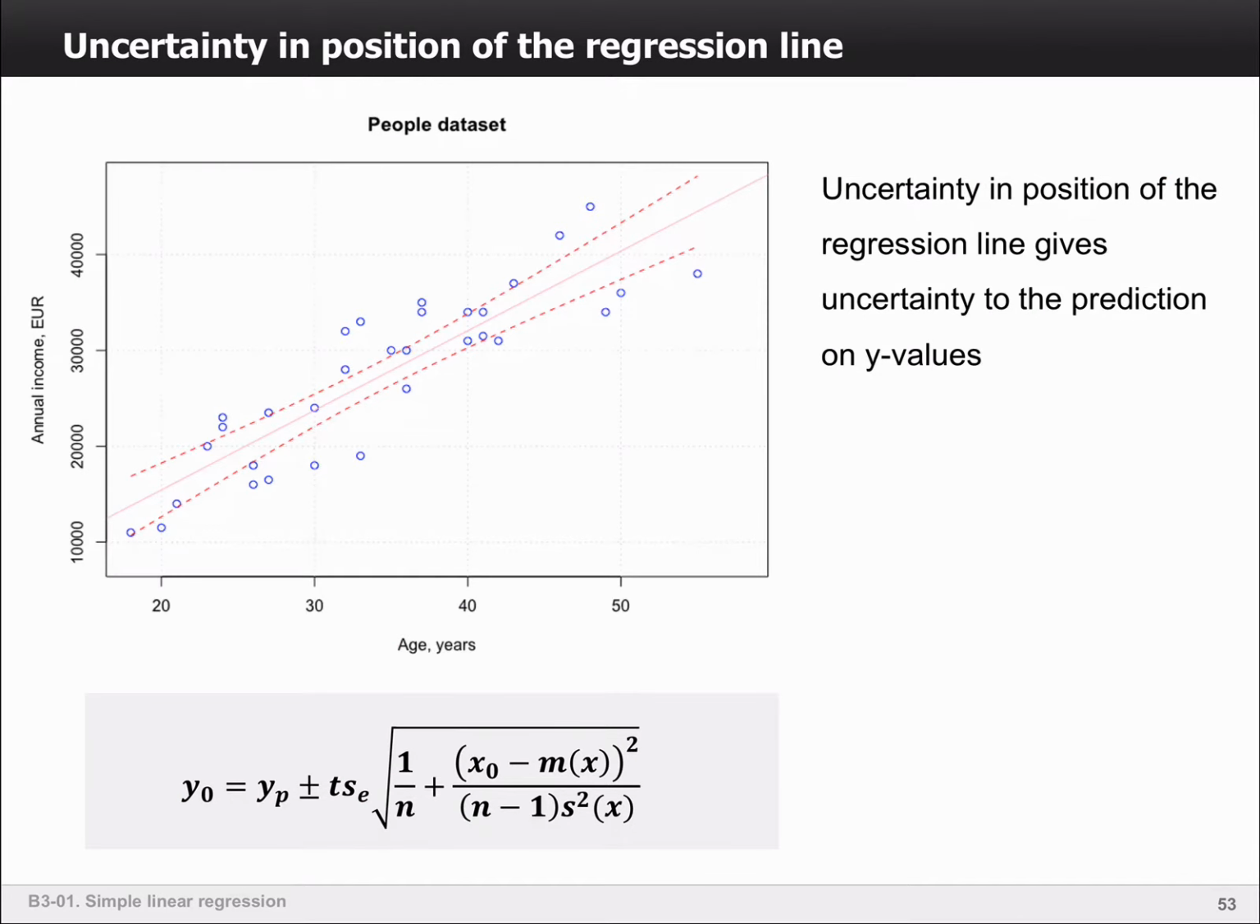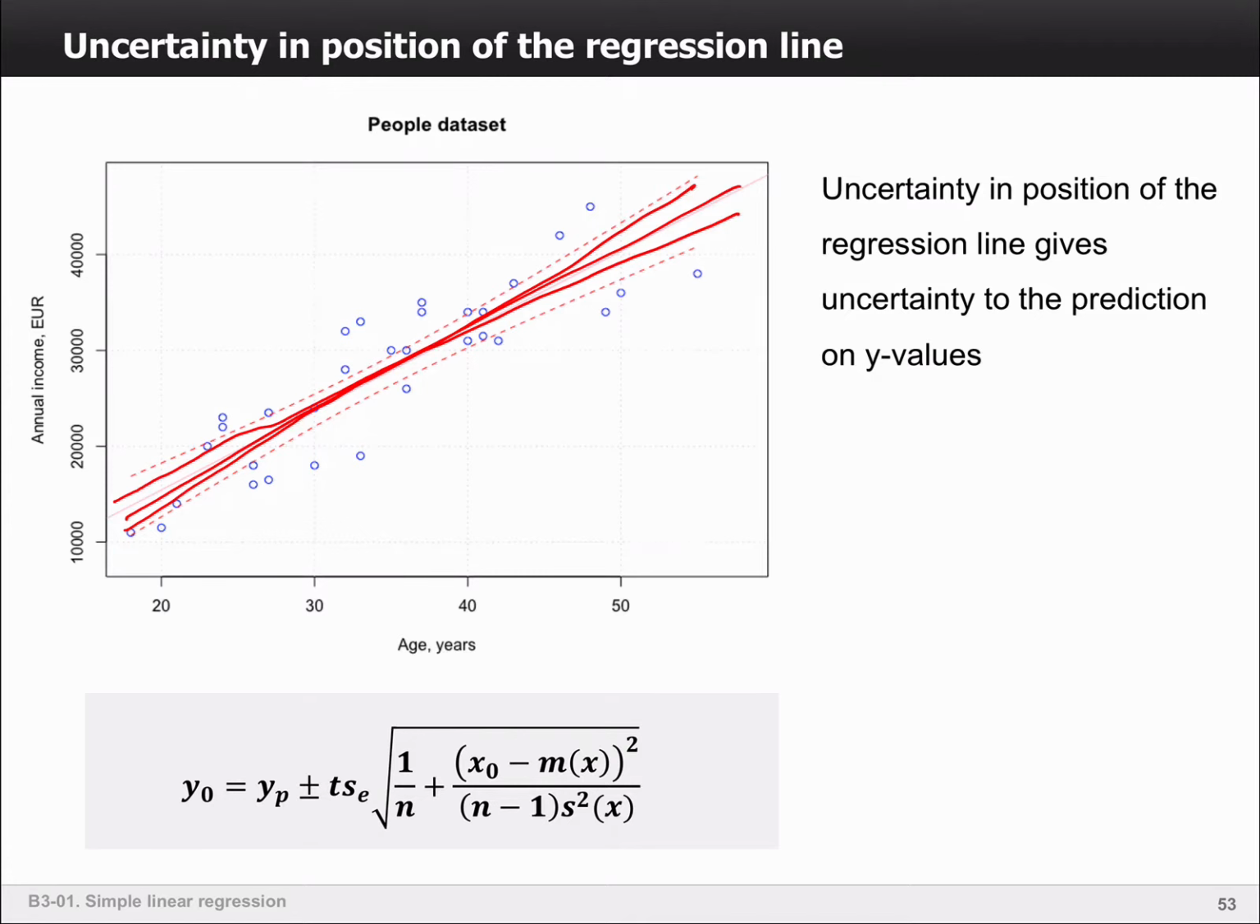This is how it looks like. You can see that the red line, the solid line, it's a model. Then you have two dashed lines. These two dashed lines, it's this uncertainty in the position of regression line. So it means that regression line can be everywhere. The real regression line, which we don't know, it can be here, it can be here, can be here. So these two dashed lines give you this uncertainty in the position of the regression line.